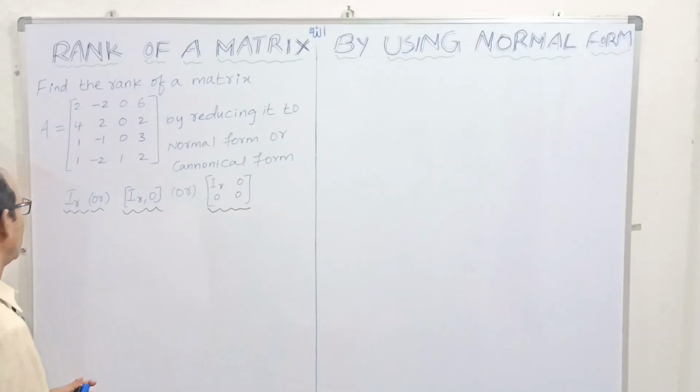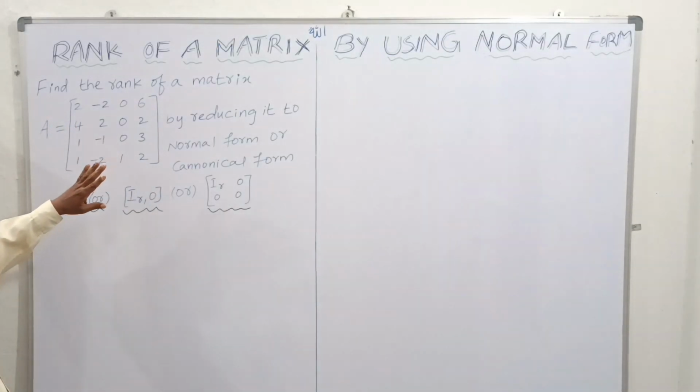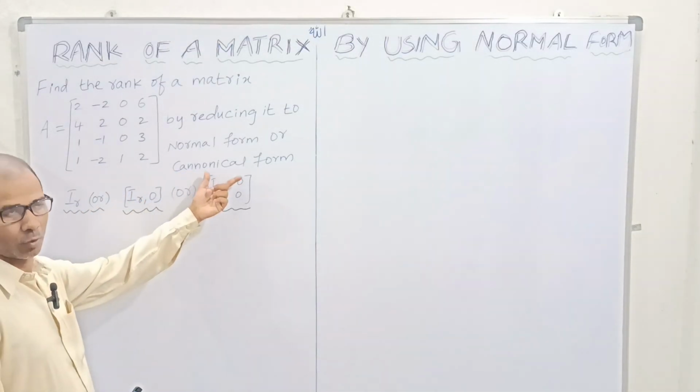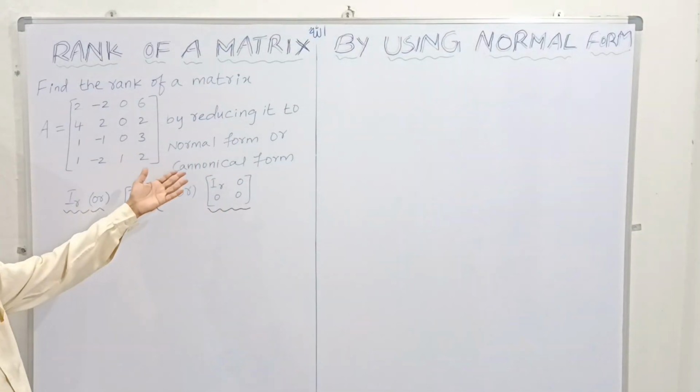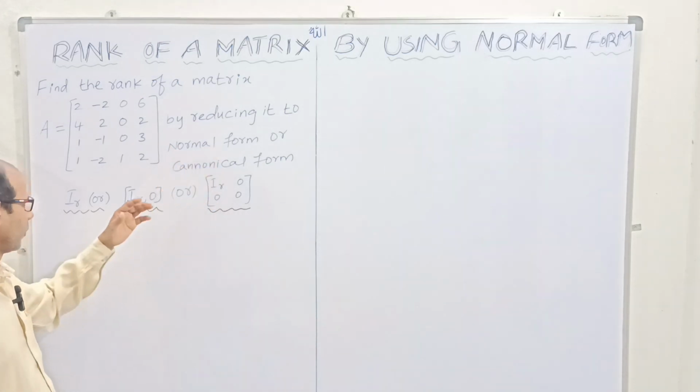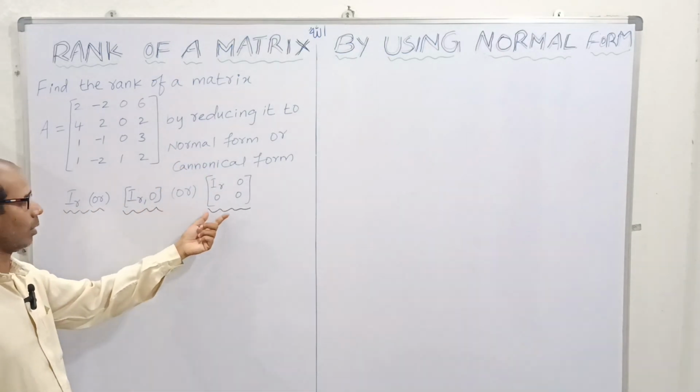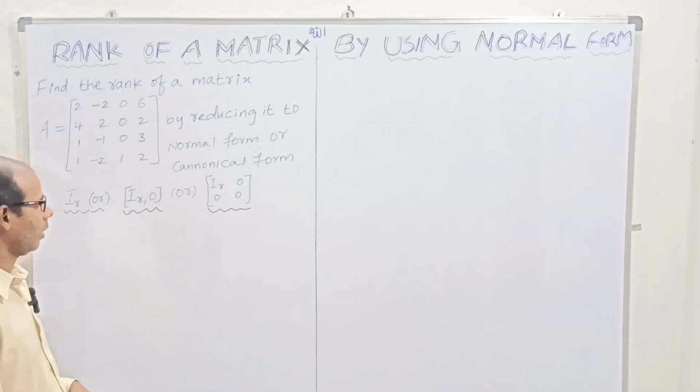So what is the given question here? Find the rank of the matrix A equals 2, minus 2, 0, 6; 4, 2, 0, 2; 1, minus 1, 0, 3; 1, minus 2, 1, 2, by reducing it to normal form or canonical form. So we have to reduce this matrix into a normal form or canonical form, both are the same. So either this form, or this form, right?